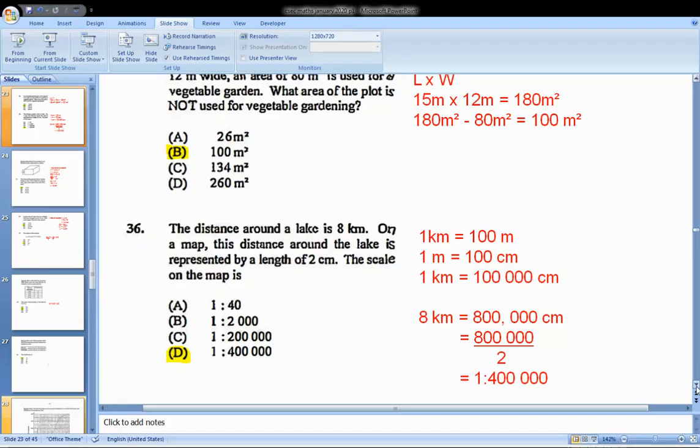So 8 kilometers would therefore mean that we would divide 800,000, which is converted to centimeters, by the length, which is 2 centimeters, and therefore our scale on the map would be 1 to 400,000. So that would be our answer, D for 36.